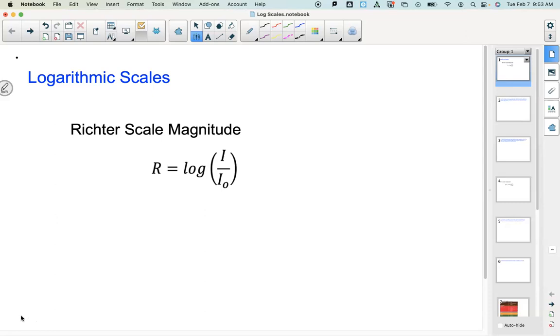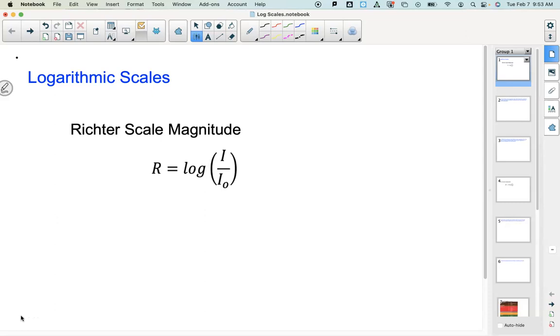Our first example is going to be the Richter scale. The Richter scale is something that gives the magnitude of an earthquake, if you're familiar with that. You have seismographs that measure the intensity of the vibrations in the earth. But we don't just give the intensity of the earthquake when we communicate its scale. We use a logarithmic scale to do so.